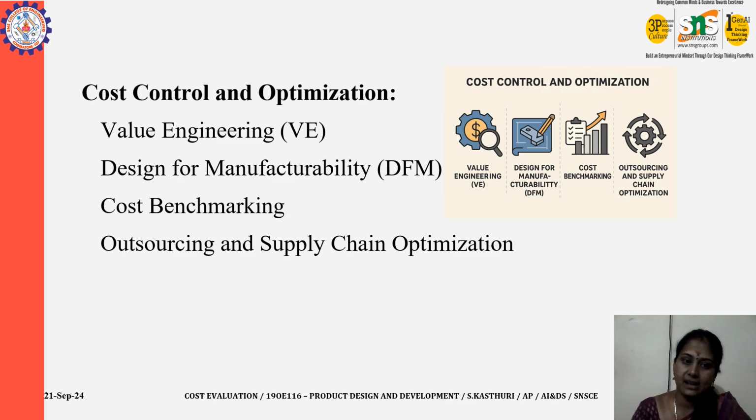The third one is cost benchmarking. Benchmarking involves comparing the cost of similar products in the market to identify opportunities for cost reduction. The next one is outsourcing and supply chain optimization. Companies may evaluate whether it is more cost effective to outsource certain aspects of production or supply chain management. Outsourcing can reduce the labor cost, access specialized skills, and take advantage of economies of scale.